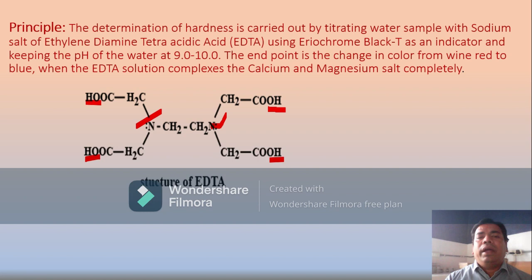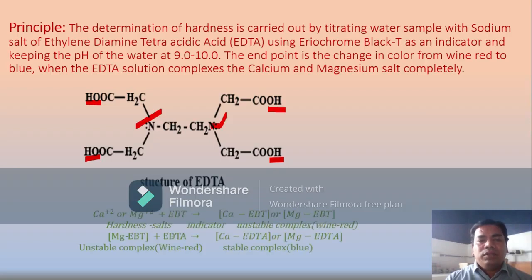Okay, and here you can see, when the calcium and magnesium salts which are present in the hard water, these Ca+2 and Mg+2, first react with the EBT, eriochrome black T, they form an unstable complex in the form of wine red color. It exhibits wine red color.